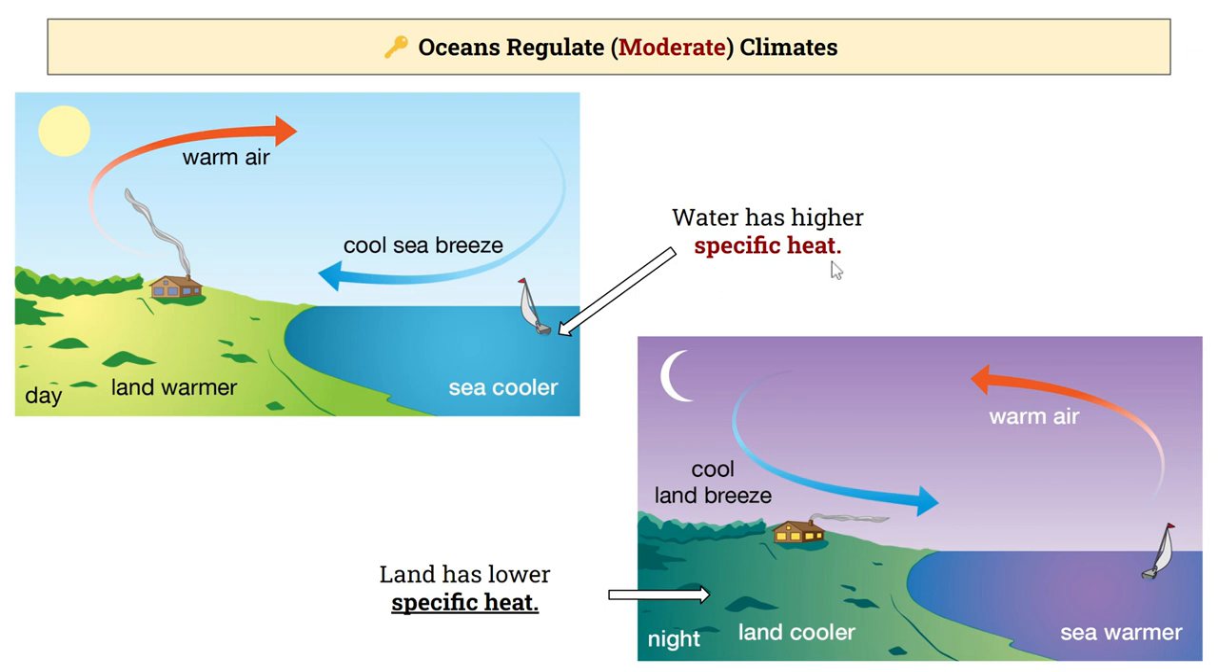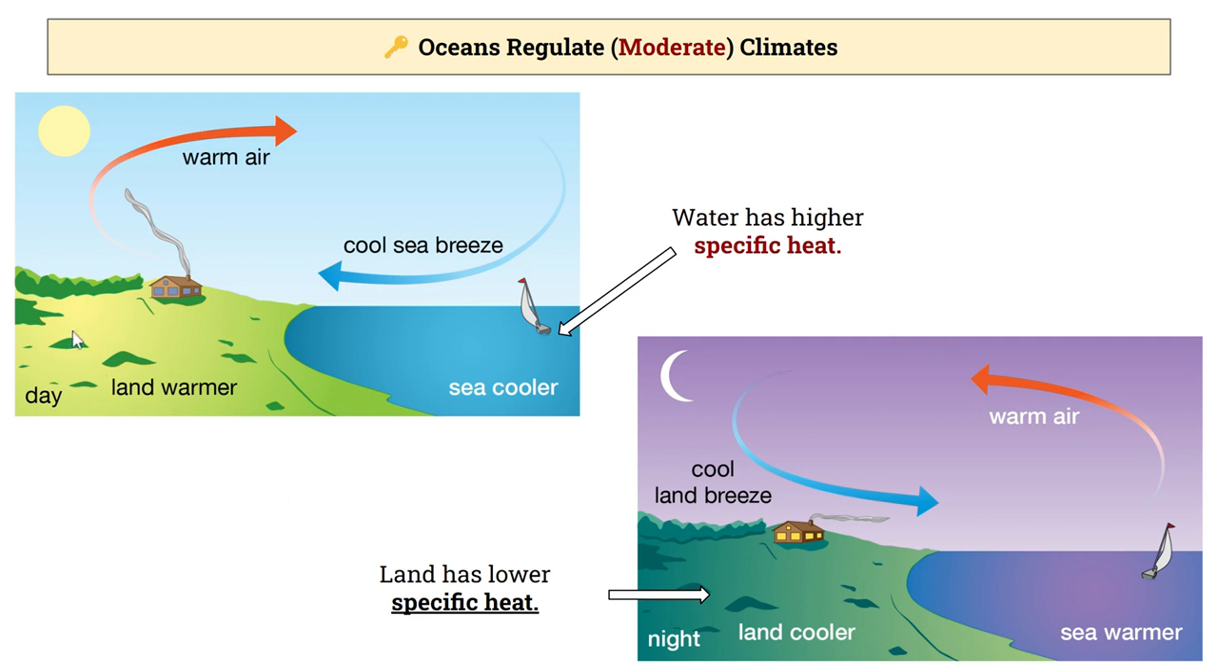Now, the last thing that's also going to determine your biome is whether or not it is coastal. So oceans have a very unique property in that they have high specific heat, in that they warm up and cool down very slowly. So what they work as is a moderator for climates.